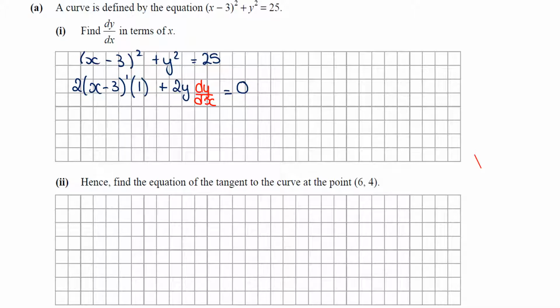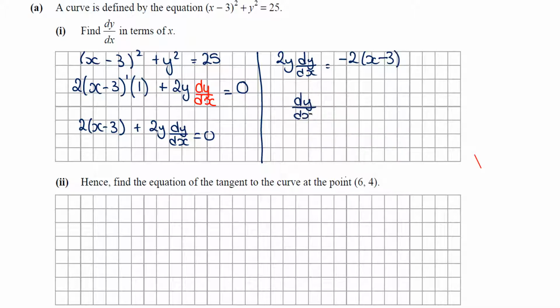So now all I need to do is do a little bit of cleanup. So I end up with 2(x − 3) + 2y dy/dx = 0. If I do a little bit of manipulation here, I get 2y dy/dx equals minus 2(x − 3). And to get dy/dx on its own, I'm then dividing both sides by 2y. So minus (x − 3) all over 2y.